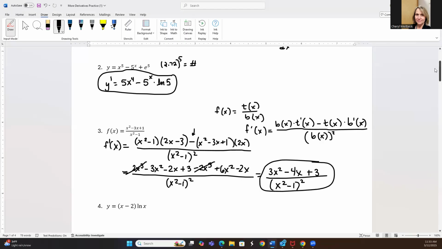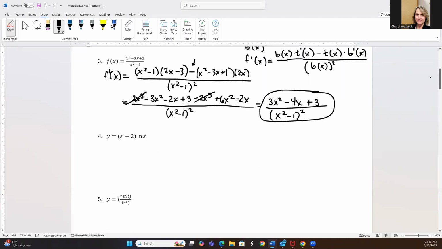Looking at problem 4, we have the product rule, which when we take the product rule, we are going to take the first times the derivative of the second, and then the second times the derivative of the first. So the first is just that x minus 2. The derivative of the second will be 1 over x. Then plus the second, natural log of x, times the derivative of the first, which would just be 1.